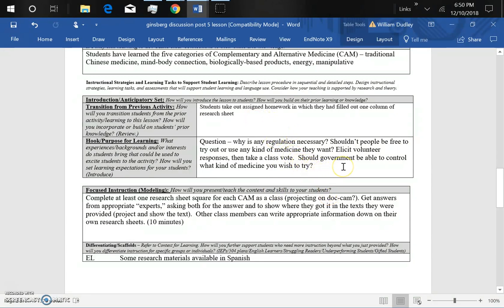The hook purpose, I was just proposing a general philosophical discussion. Why can't we be free to take any medicine we want if it feels good? Why not? And just a brief discussion, and maybe take a quick show of hands vote as to whether government should be able to control or regulate what kind of medicine you wish to try.